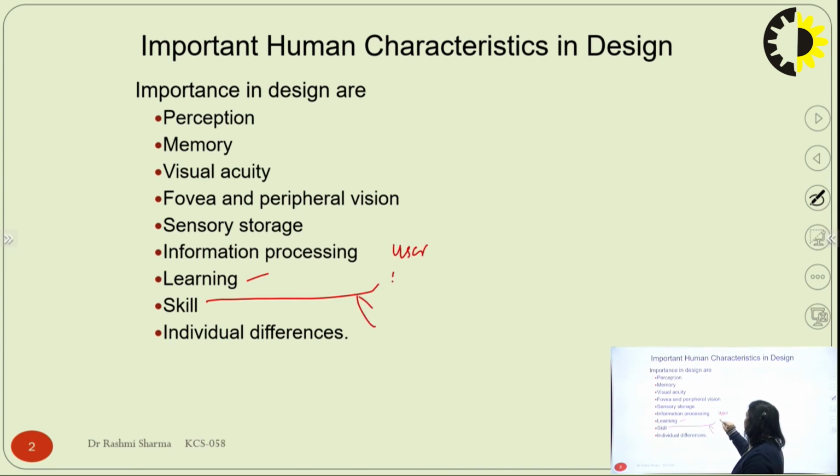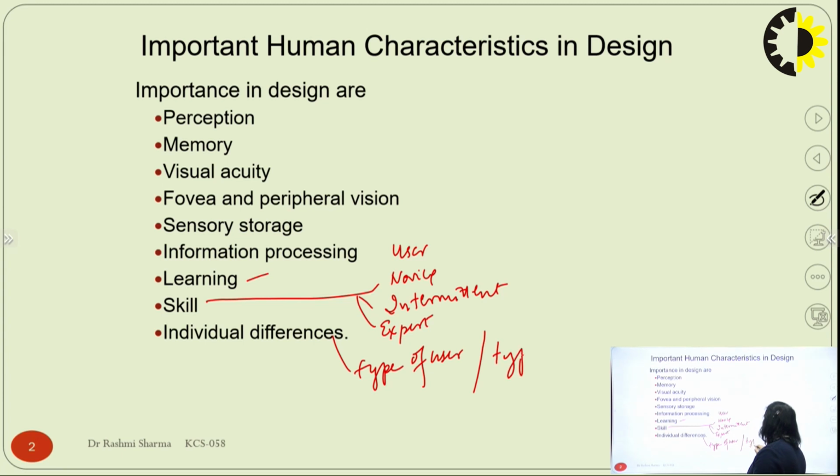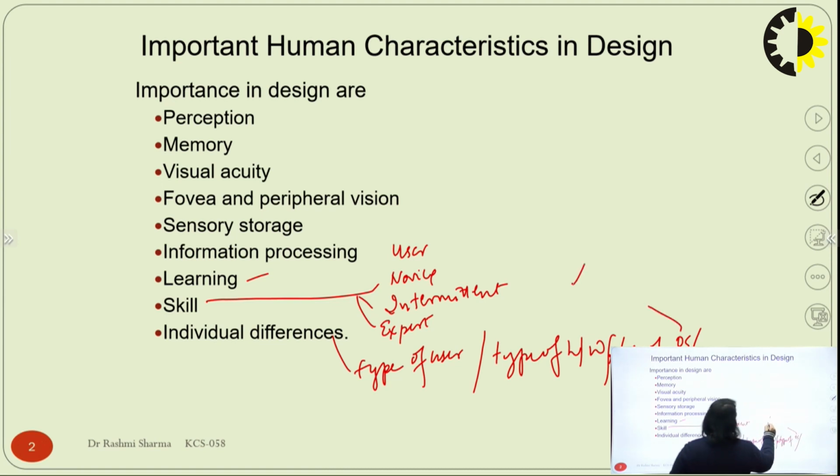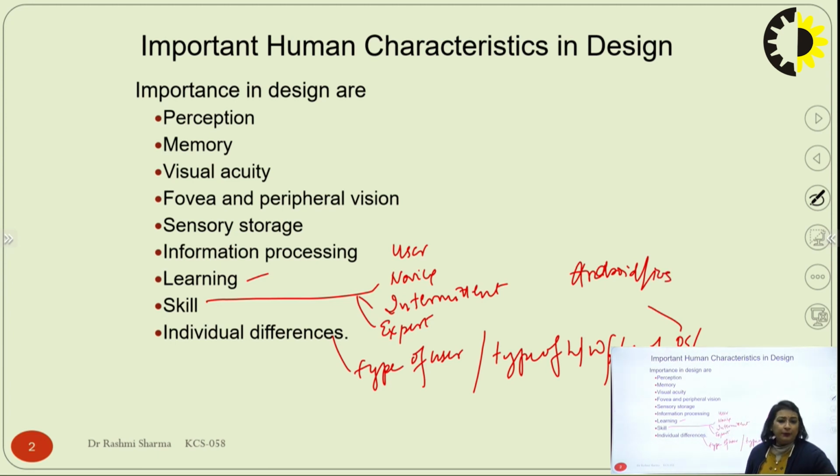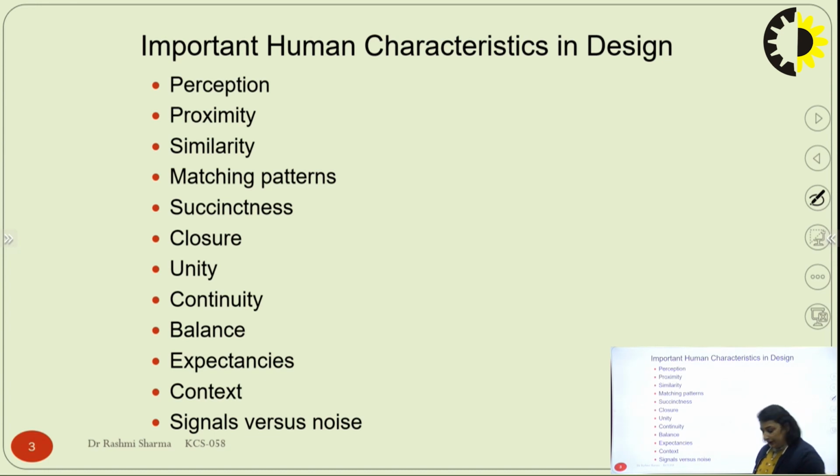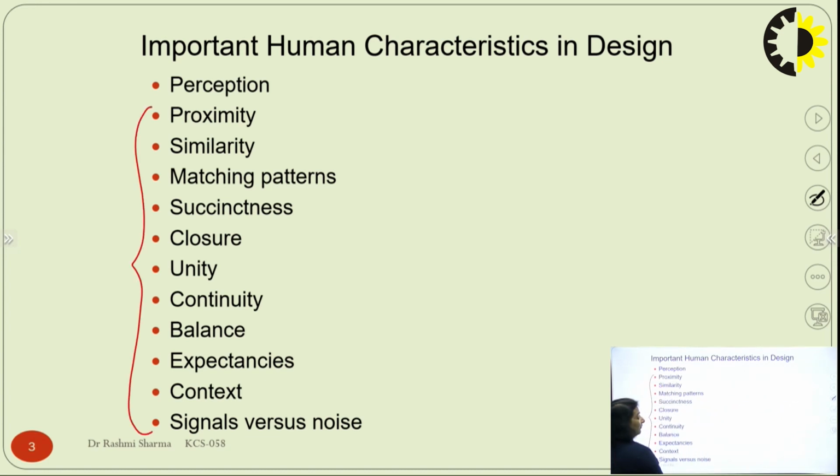The different types of users were novice, intermediate, and the third one is the expert user. Then there can be individual differences. Obviously, depending on the type of users, you can have differences. Depending on the type of hardware you are using, you can have differences. Depending on the type of operating system, for example if you are using an Android system or an iOS system, there are individual differences. So we would be taking all these points into consideration one by one. So first is the perception. Perception has all these points which we have to take into consideration.